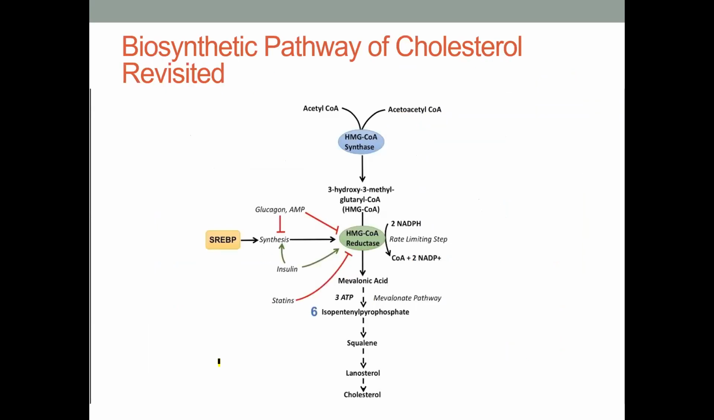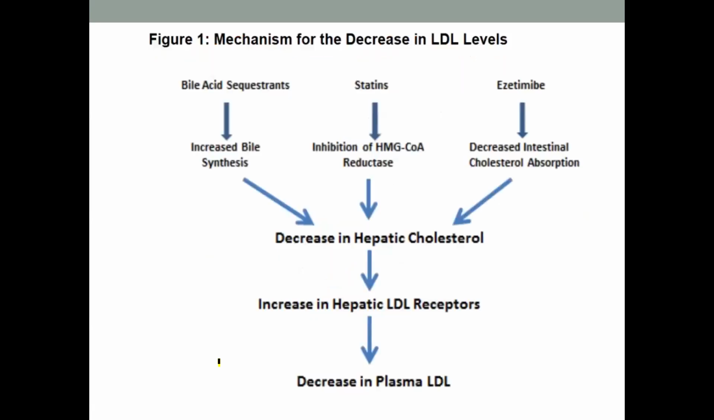Okay, so I don't want to reread you the riot act on this, but remember that the linchpin for cholesterol biosynthesis is HMG-CoA reductase. Statins inhibit that step. Insulin upregulates that step. That's why increased glucose intake will increase your cholesterol synthesis and VLDL output by the liver. Glucagon will inhibit HMG-CoA reductase. Statins will also decrease the LDL output and they increase LDL uptake.